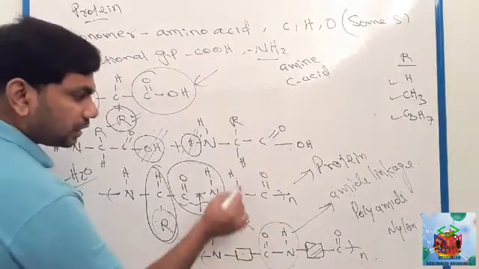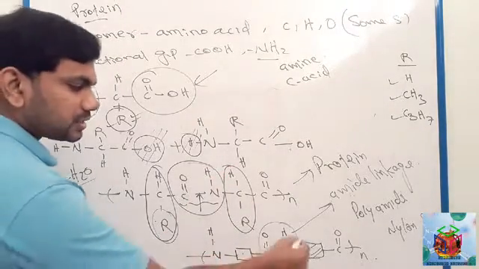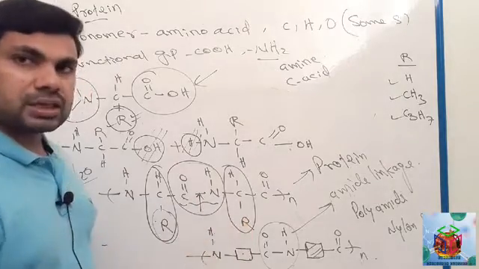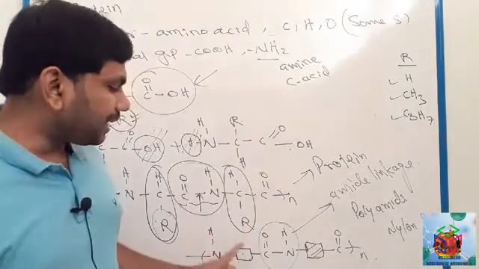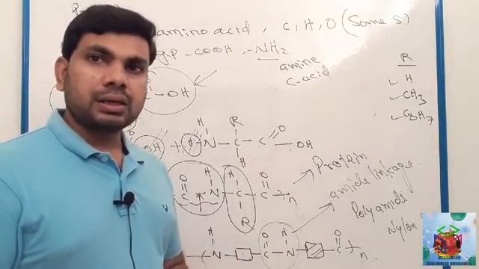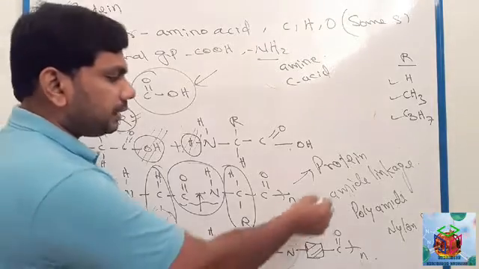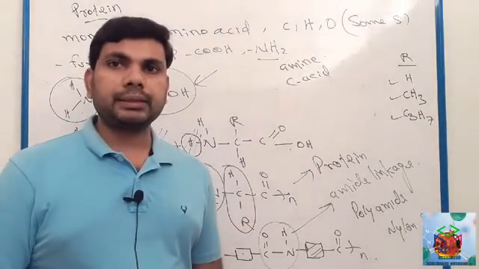Then again another box. Here this is CHR. These are not the same because here this R and this are different. For different amino acids, R will be different. That's why I used a different type of box here. Clear? So here this is amide linkage, and this type of polymer is called polyamide.